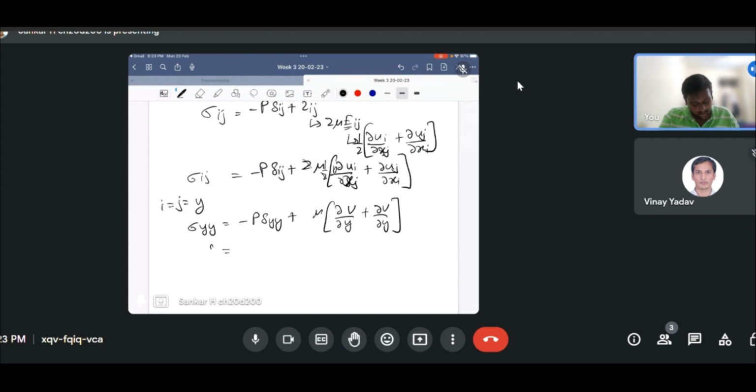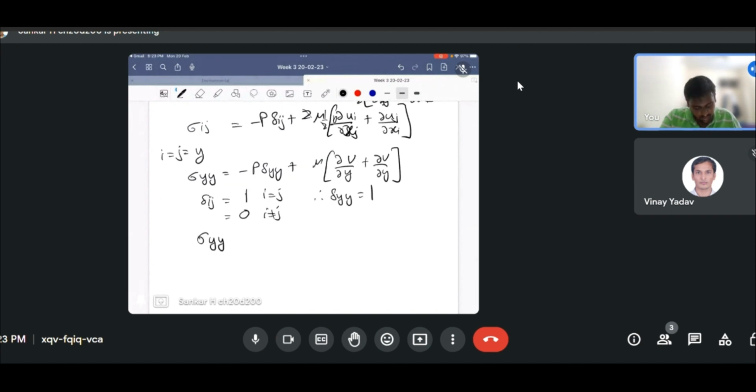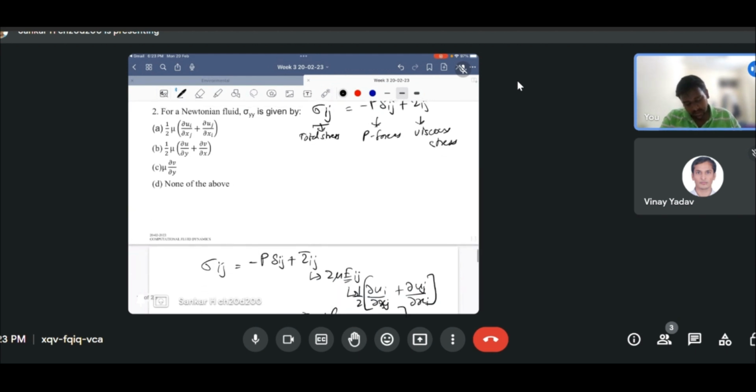And we know that delta ij is actually the delta function, which is 1 if i is equal to j and is equal to 0 if i is not equal to j. Therefore delta yy will be equal to 1. And for this given condition, sigma yy is equal to minus P plus 2 mu dou V by dou Y. This is in fact the correct answer. Unfortunately, none of the answers match with what we have derived, so the correct answer is none of the above.